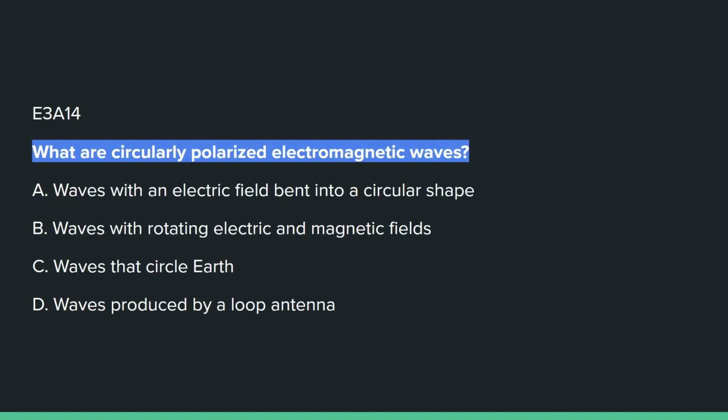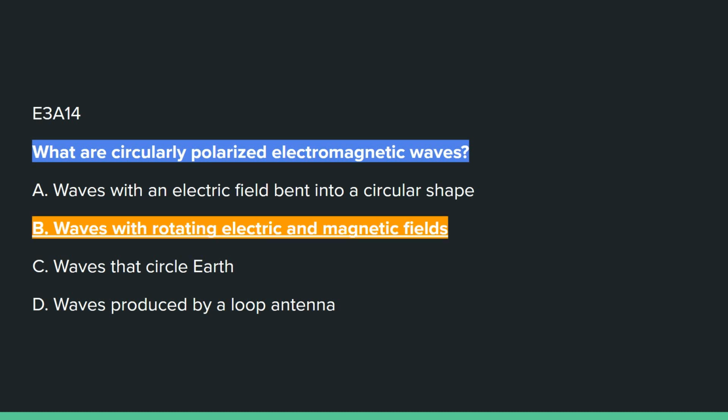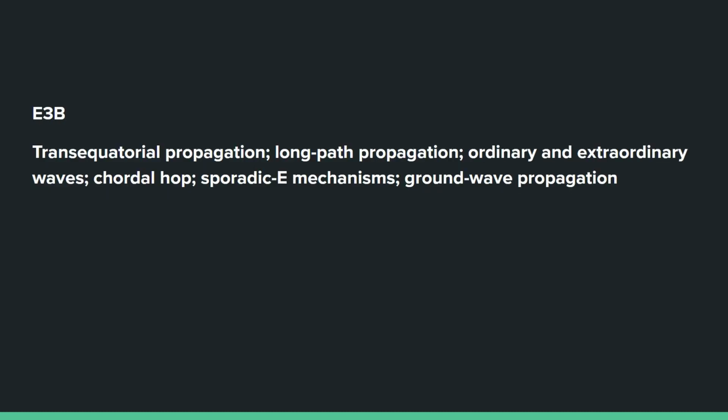E3A14, what are circularly polarized electromagnetic waves? B, waves with rotating electric and magnetic fields. E3B is covering trans-equatorial propagation, long path propagation, ordinary and extraordinary waves, chordal hop, sporadic E mechanisms, ground wave propagation.